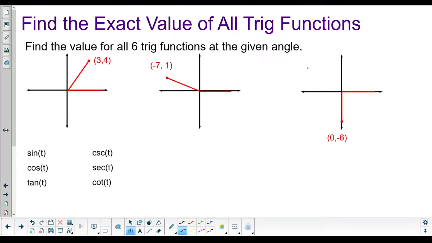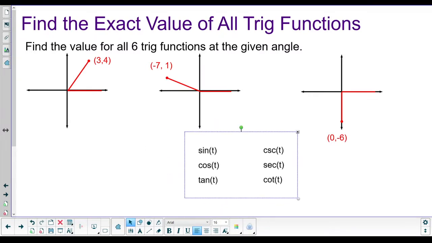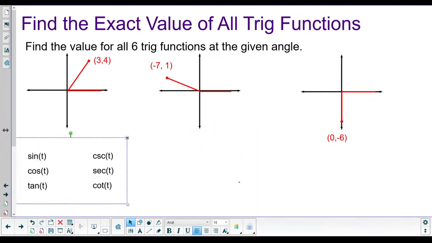So let's start with finding the exact value of all your trig functions. I'm going to take this thing and move it around just because I'm going to need this space here for drawing, but you'll figure it out. Okay. So let's look at this first angle right here. We want to figure out what are our trig ratios for all of these.